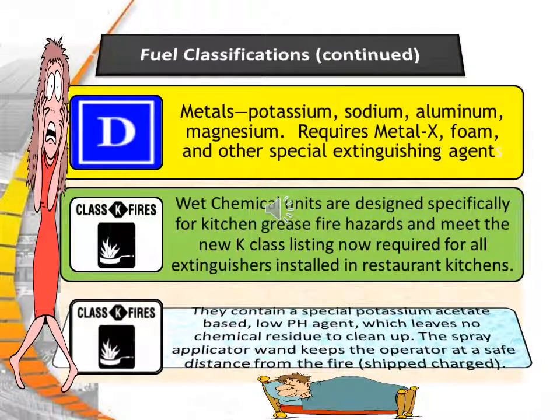We have Class D, which is the metals, covering potassium, sodium, aluminum, magnesium, requiring a Metal X, foam, or other special extinguishing agent. Wet chemical units are designed specifically for grease fires in kitchens and meet a specific new Class K listing required in all restaurant kitchens. They may contain the special potassium acetate, which is a low pH agent and leaves no chemical residue to clean up. The spray applicator wand keeps the operator at a safe distance from the fire.